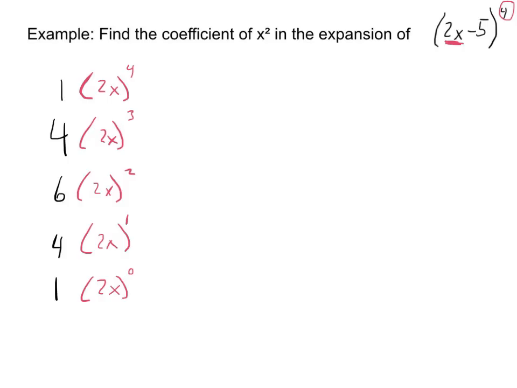Okay? Great. Then the next important part is I don't care about a lot of these rows. They told me that they wanted the coefficient of x squared. This is x to the 4th. This is x cubed. This is x to the 1st. This is x to the 0th. And so it's sort of like, yay, I really only care about one of those rows.